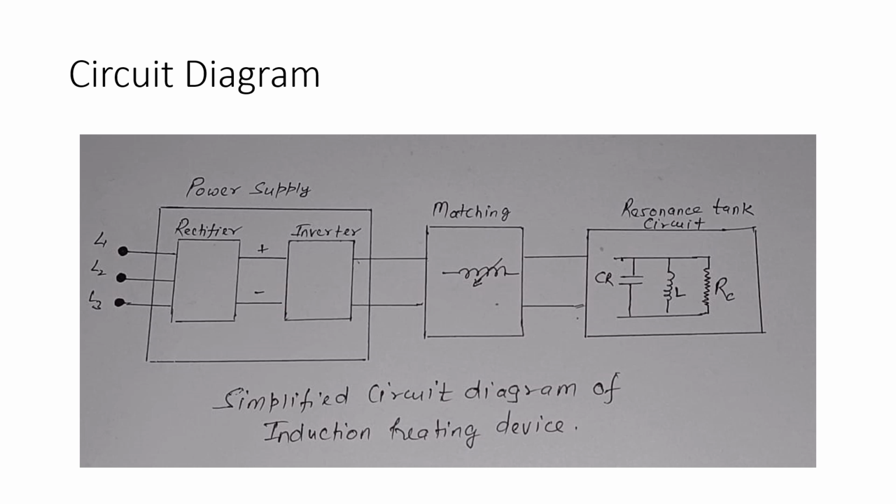This is the circuit diagram. Here, the first box is the power supply. The rectifier converts the alternating current to DC and the inverter converts that DC current to a high frequency alternating current, followed by the impedance matching box and the resonance tank circuit.